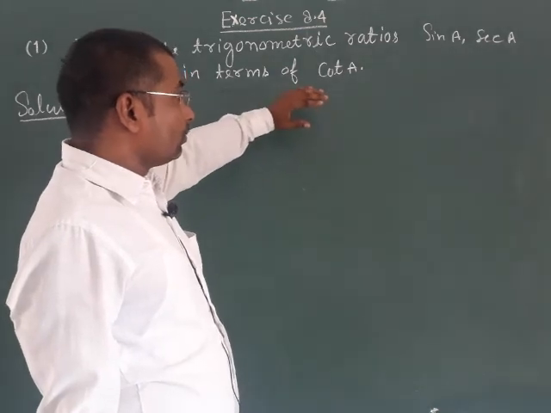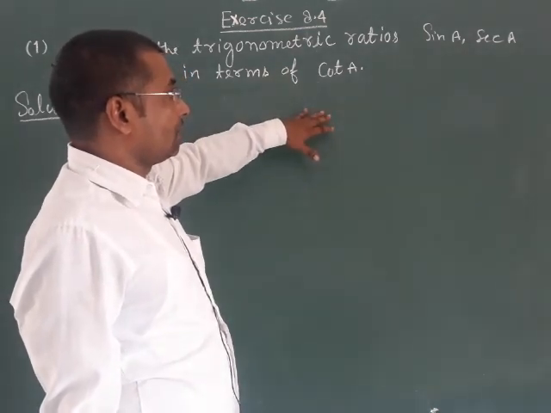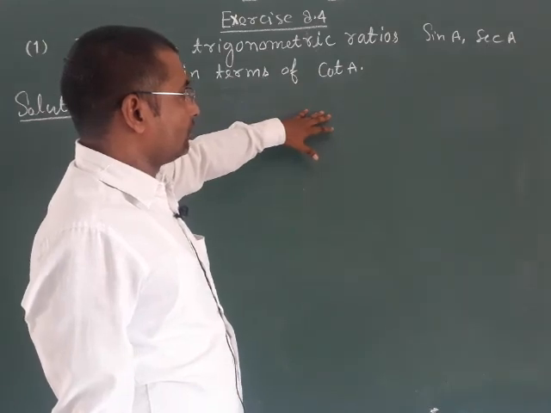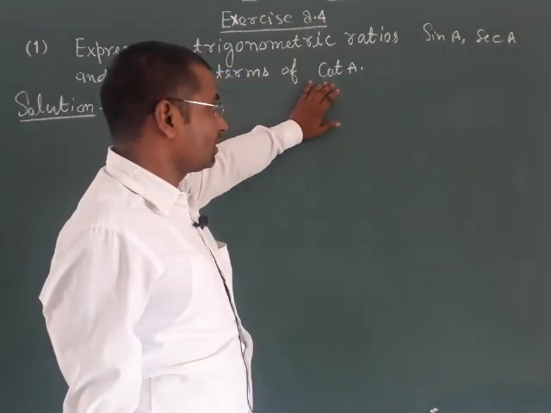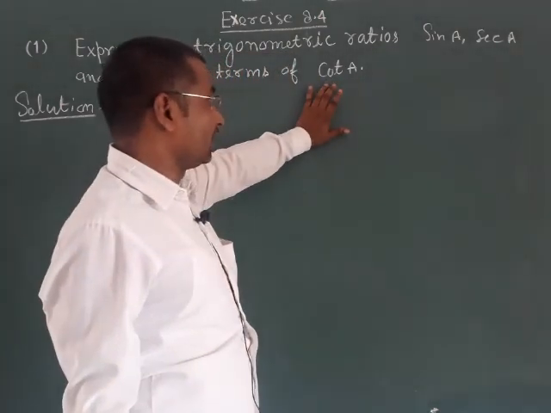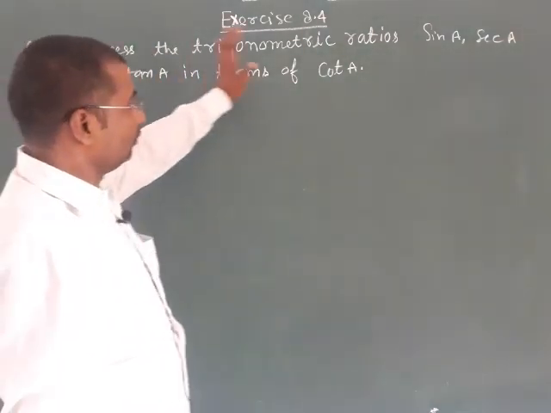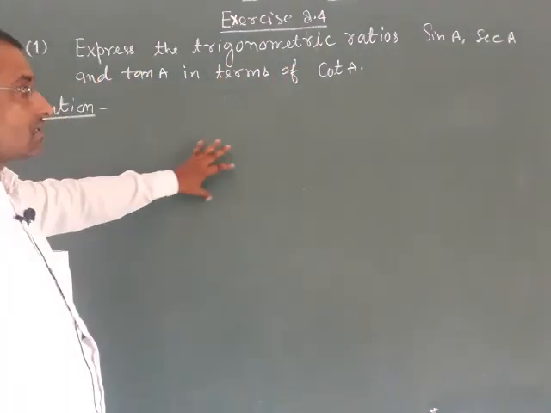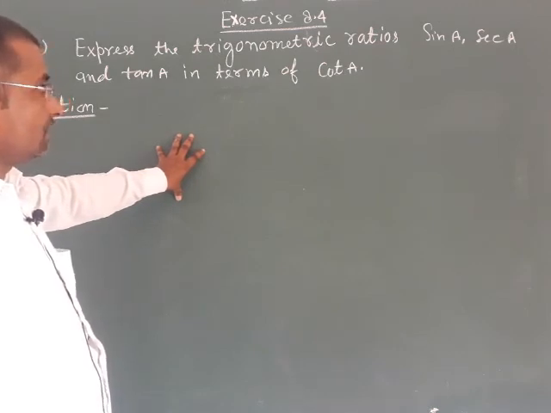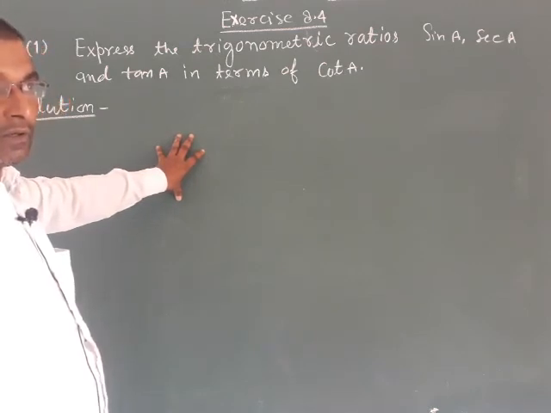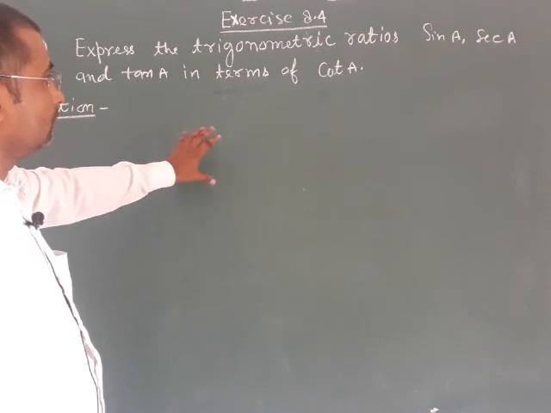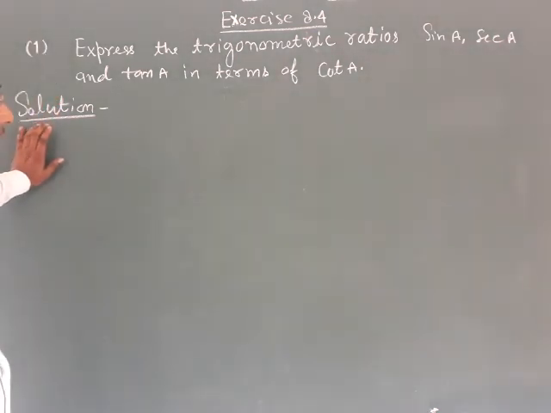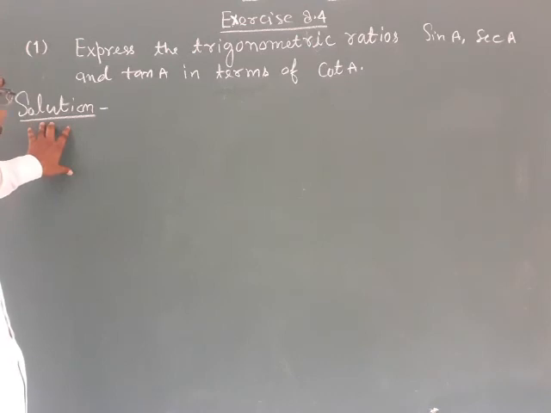So we will change, how can we change sin A into cot A, sec A into tan A, tan A into cot A. So we can change these ratios with the help of trigonometry formulas. So now let us start the solution of this question.